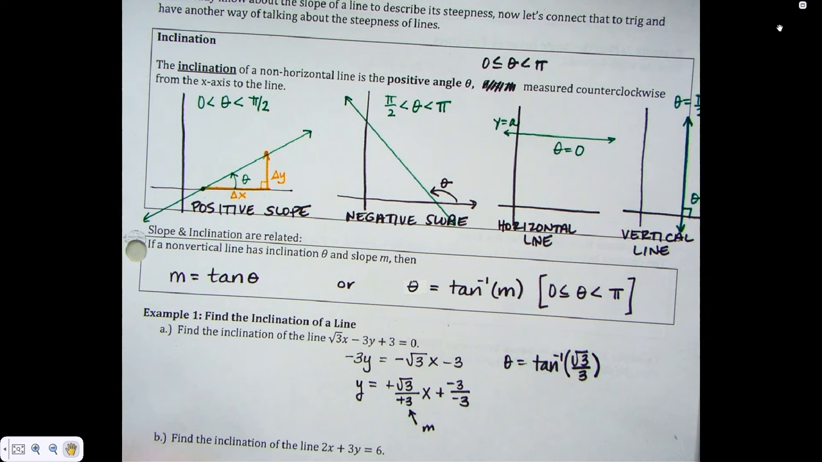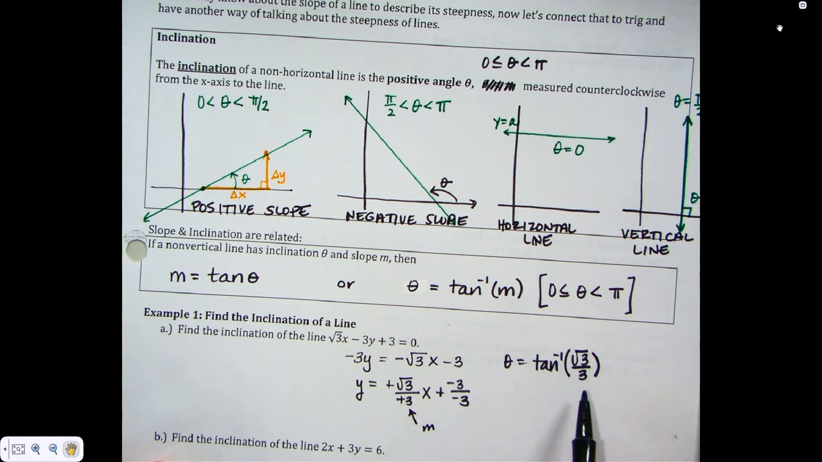Now this one you do not need a calculator for. What angle has a tangent of root 3 over 3? That is the shorter of the two. Theta is pi over 6. And that would be my solution.